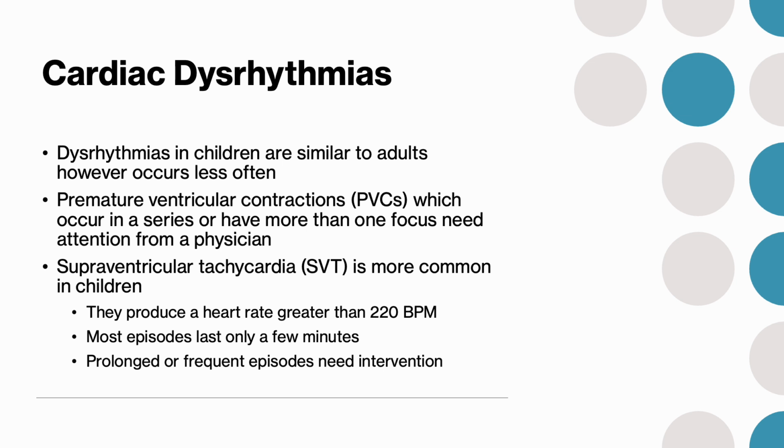Supraventricular tachycardia is more common in children. It is scored with a heart rate greater than 220 beats per minute, and most episodes last at most a few minutes. If there are frequent episodes or they are longer than minutes, they require intervention.